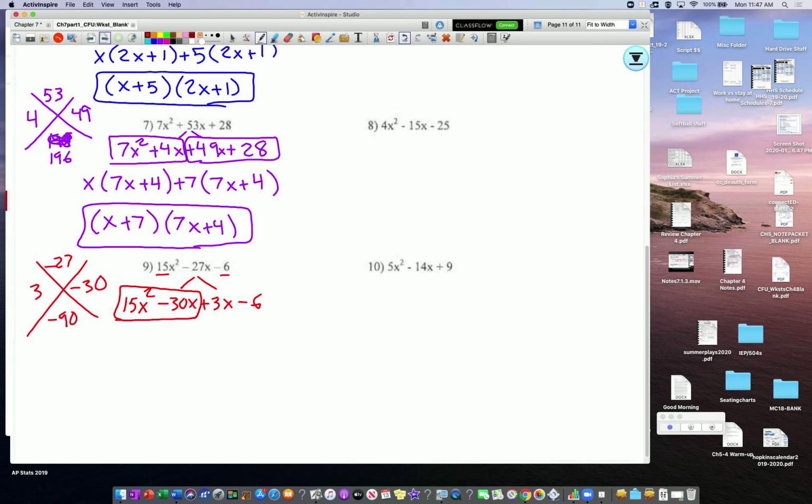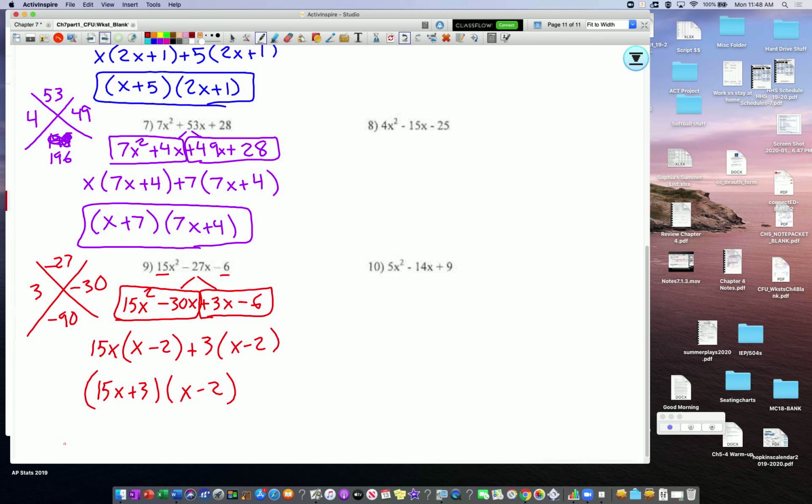Group the first two together. Wow, they share the number 15 goes into 30 two times. So 15x left with x minus 2. 3x and minus 6, they share a 3. X minus 2's. So let's see here. 15x plus 3 sets of x minus 2's. Now notice 15 and 3 actually share a 3 in common. So I can actually factor out that 3, which I should do. So my final answer is 3 times 5x plus 1 times x minus 2.